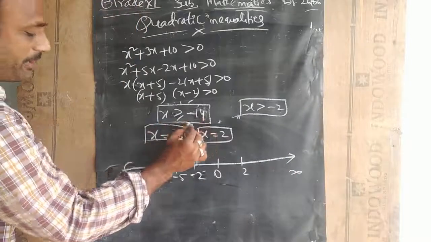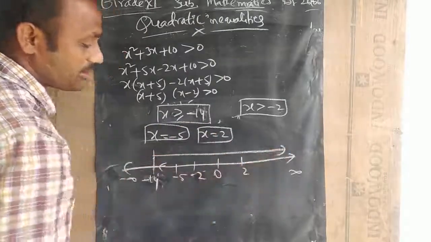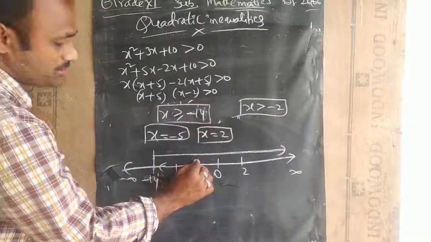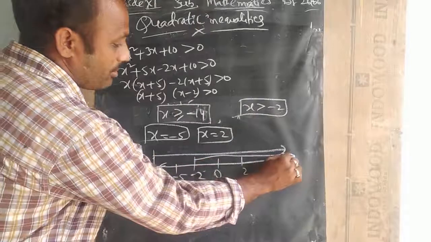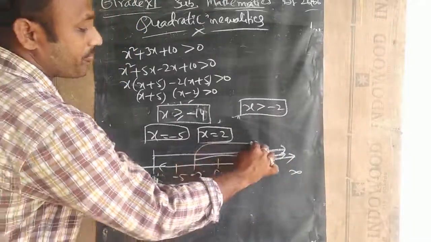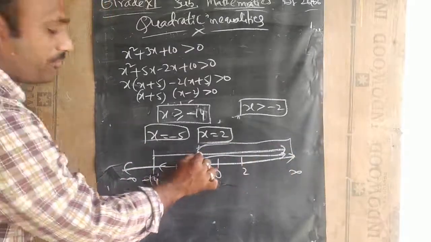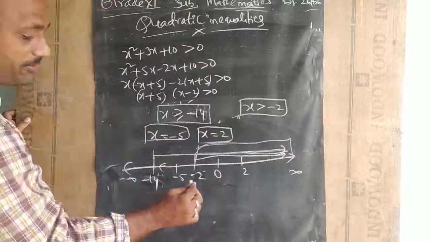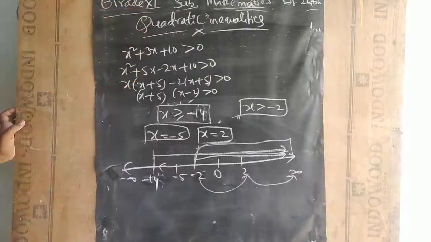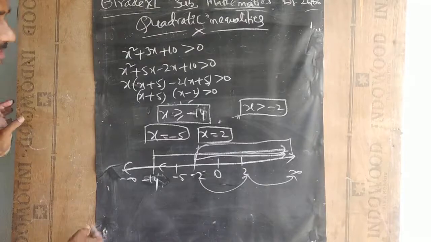X greater than minus 14 means from here to this region, the total region will be covered. X greater than minus 2 means this total region it will cover. So for us now, to take the interval from here to here, this region is applicable. Now this total region, we can write it as two regions: minus 2 to 2, and 2 to infinity. So two intervals we can obtain here.